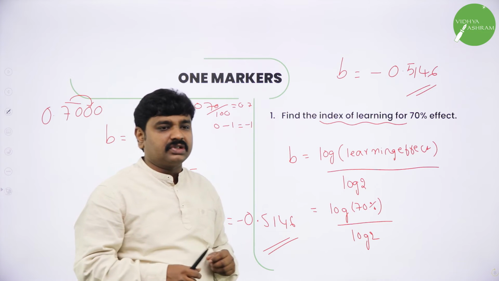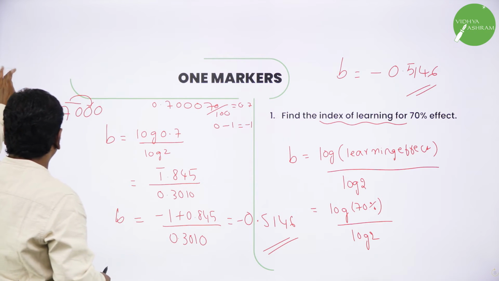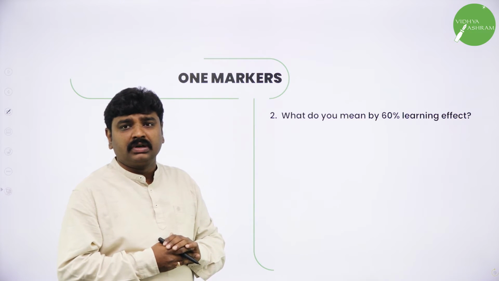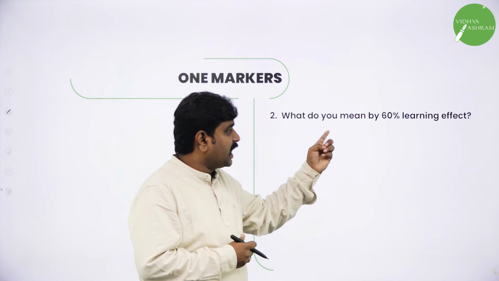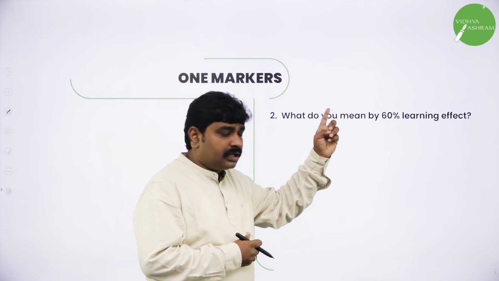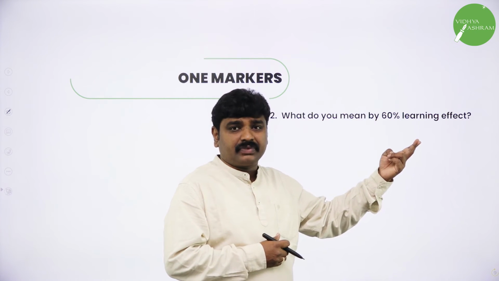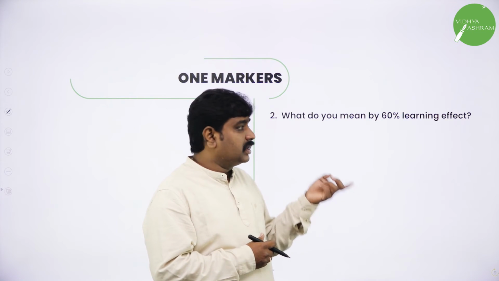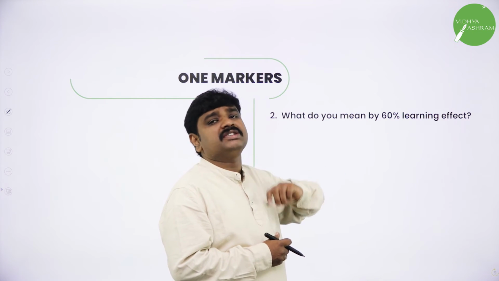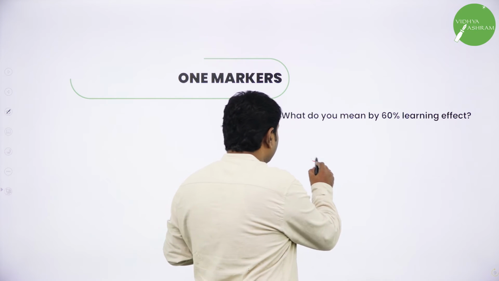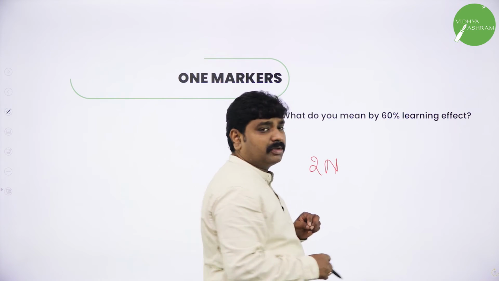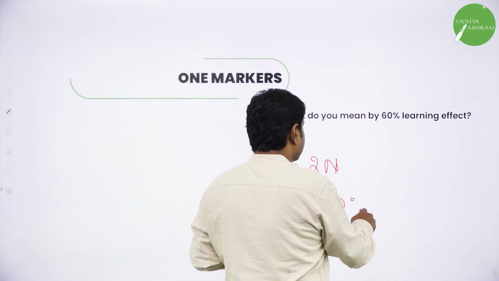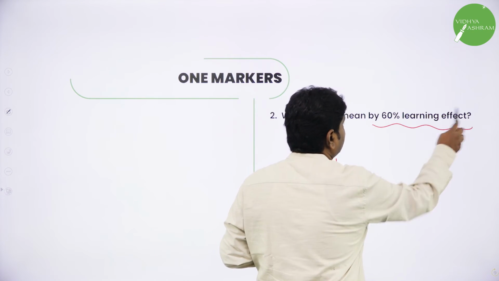I hope all of you understood this. Then we will go to the next problem. What do you mean by 60% learning effect? Simple. When the units produced is doubled, then the average labor hour decreases by 60%. When you double the output, the average labor cost decreases by 60%. That is the meaning of learning effect.